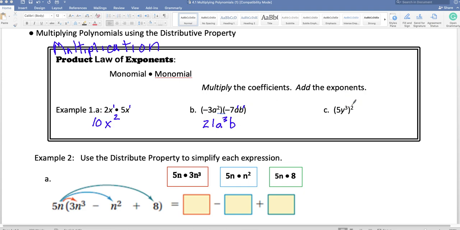All right, this one looks funny. I've only got one monomial there, raised to the second power. Well, anything raised to the second power is being multiplied by itself. Anything being squared, so x squared is equal to x times x. So I'm going to see that there are two monomials here, because it's 5y cubed times 5y cubed. Write that here.